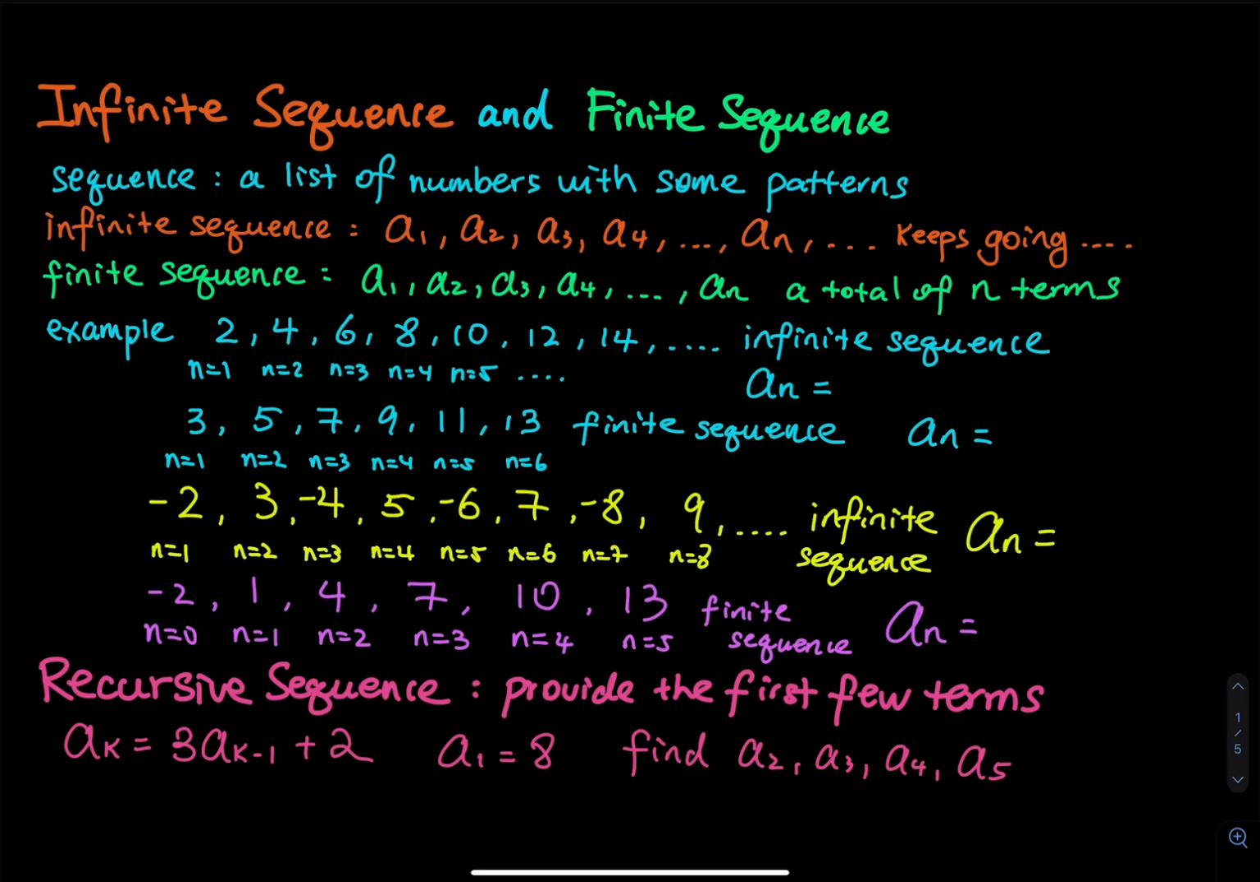Infinite sequence and finite sequence. First of all, what is a sequence? A sequence is a list of numbers with some patterns. So there are infinite sequences and finite sequences.